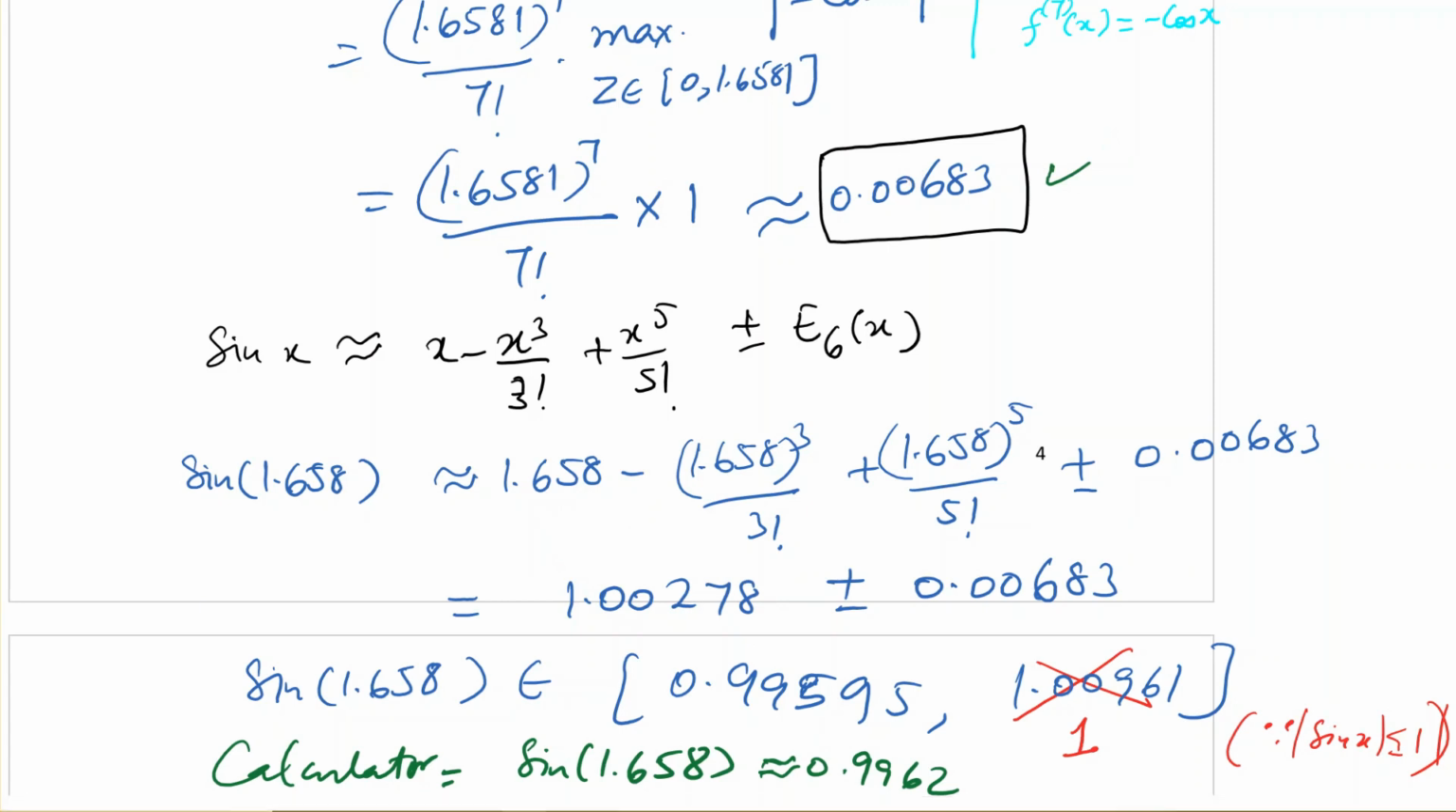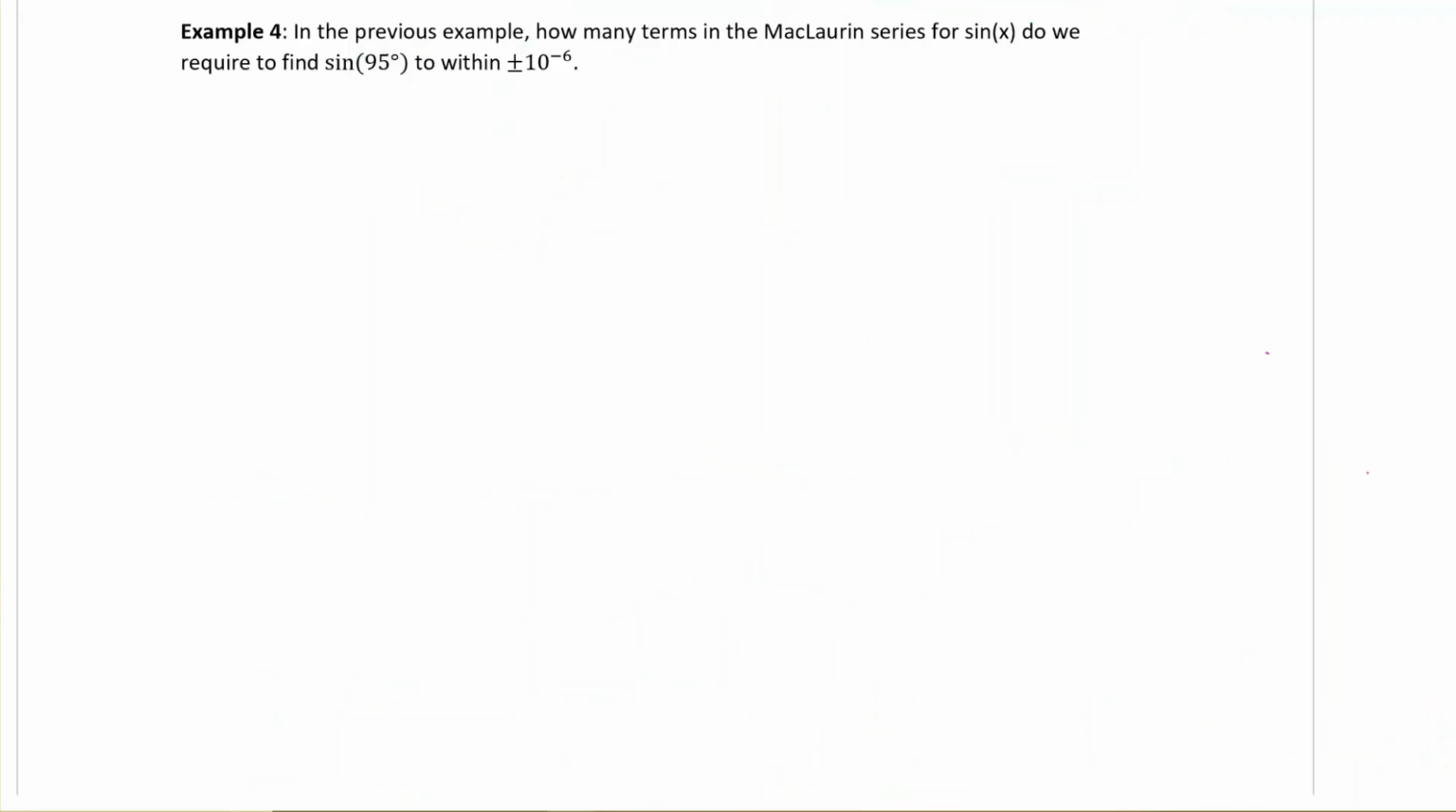All right, so I'm going to quickly show you one more example in which you will figure out how many terms we should consider to get the desired accuracy. In the previous example, how many terms in the Maclaurin series should we use in order to get sine 95 degrees, or sine 1.658 radians, within 10 raised to power negative 6? So this much accuracy.